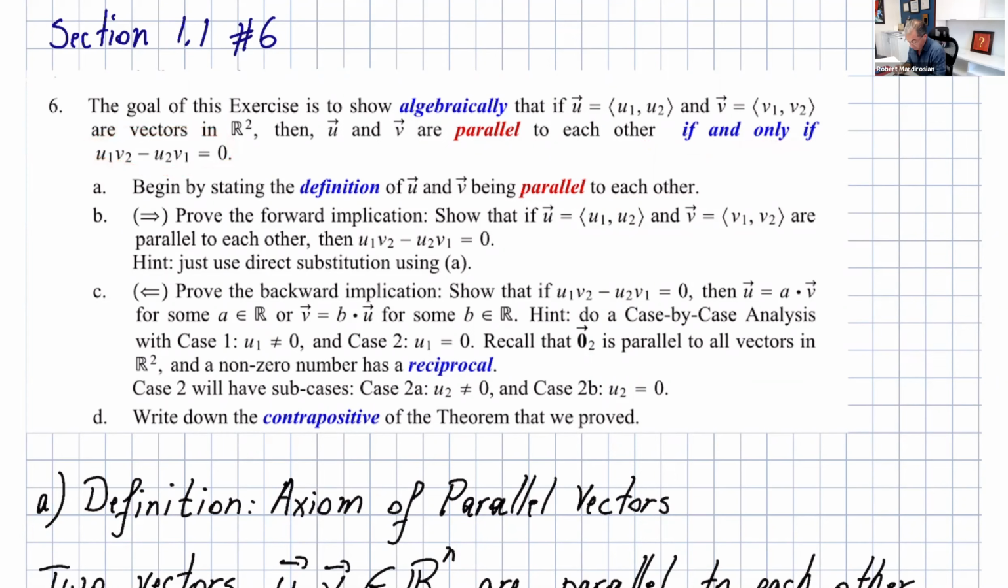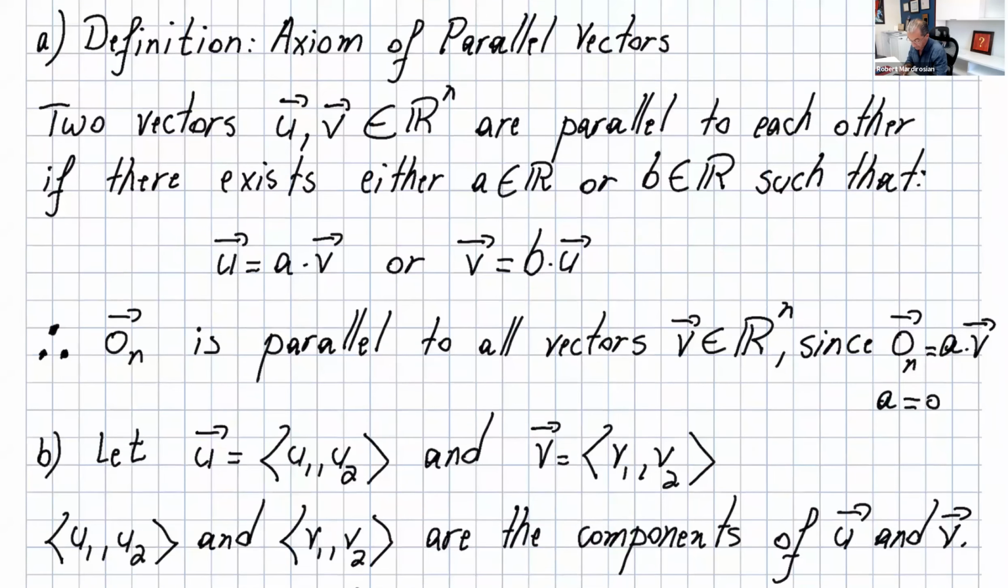Now, part A, the definition of U and V being parallel. So let's go over that definition. Two vectors U, V in Rn are parallel to each other if there exists either a constant A, a real number, and/or B, another real number, such that we can write U equals A times V or V equals B times U. So basically, if the vectors are scalar multiples of each other, then the vectors are parallel. And therefore, the zero vector is parallel to all vectors in Rn.